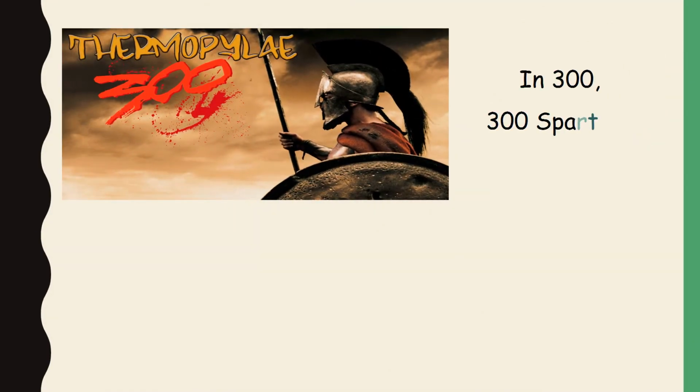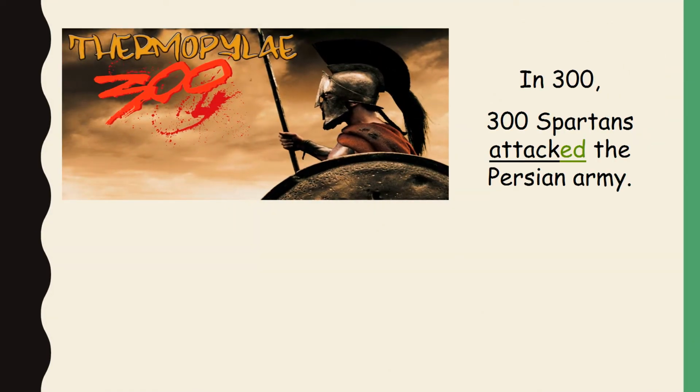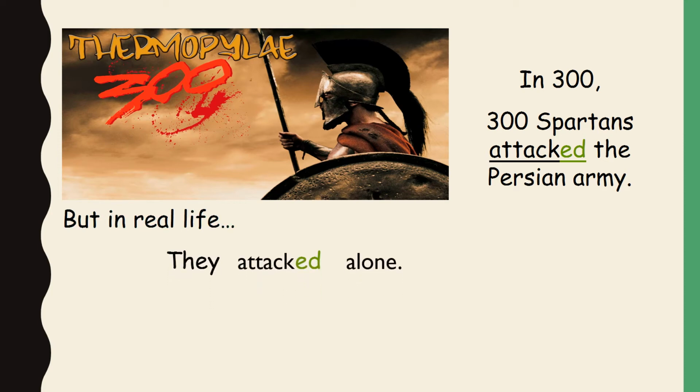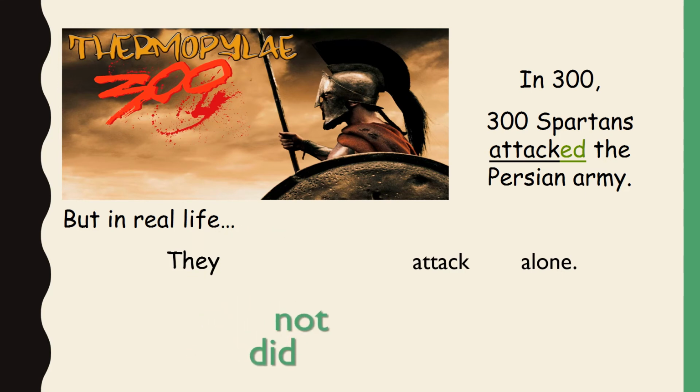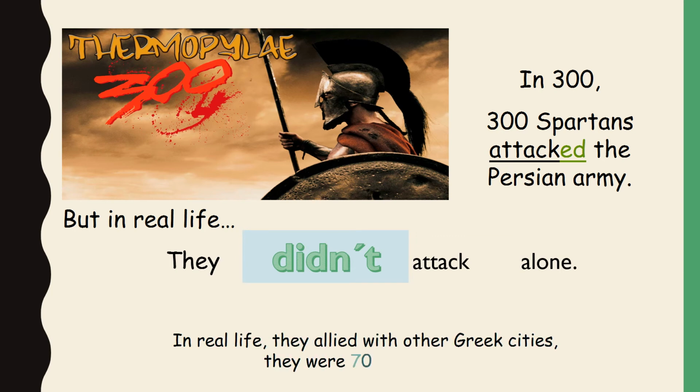One more and the last one. Who hasn't watched 300? Okay, in the movie, 300 Spartans attacked the Persian army. But in real life, drop ed. Ask for help to the auxiliary did not. So, 300 Spartans did not attack alone. In fact, they allied with other Greek cities and they were 7,000 soldiers or more.